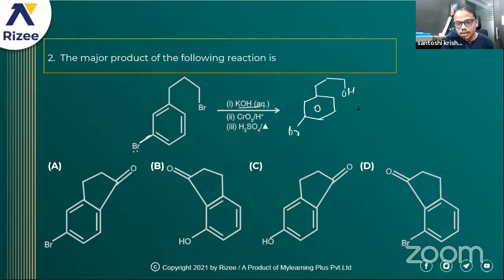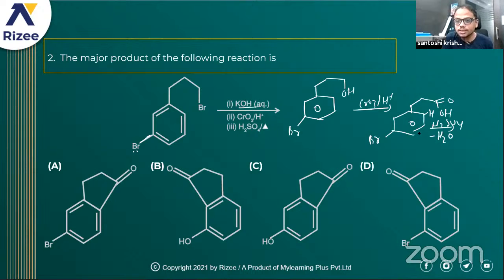OH. Yes. Now CrO3 in presence of H+. CrO3 is an oxidizing agent. It will convert the alcoholic group to the carboxylic group. So I will get like this, COOH, and here a hydrogen atom will be there. Now, in presence of H2SO4, H2SO4 is a dehydrating agent, so it will remove the water molecule to form the product. So this is the product formation in this reaction.